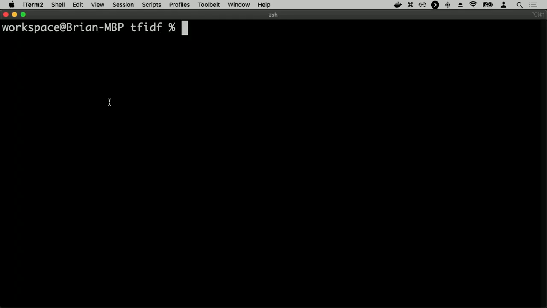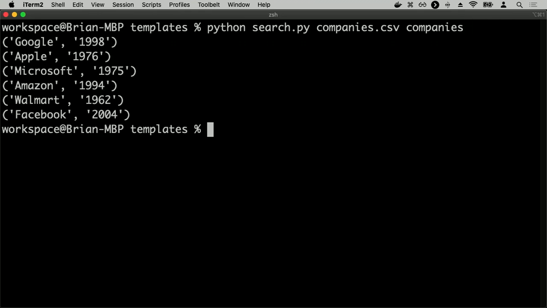And what it'll do is, if I go ahead and run, I'll go into templates. So I'll say python search.py. I'm going to look for data like the data in companies.csv inside of the companies directory, which contains a whole bunch of news articles that I've curated in advance. And here's what I get. Google 1998, Apple 1976, Microsoft 1975, so on and so forth, Walmart 1962, for example. These are all of the pieces of data that happen to match that same template that we were able to find before. And how was it able to find this?